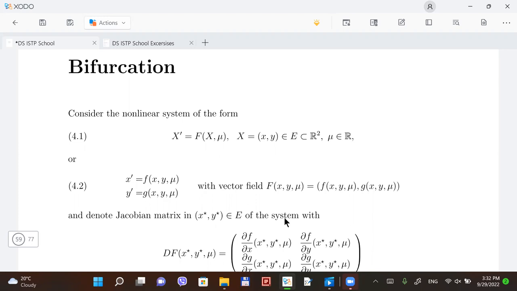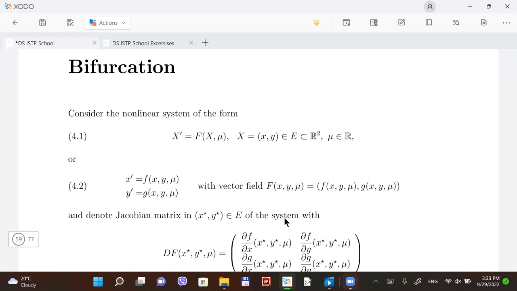So what is the bifurcation? Bifurcation is simply if we change the parameter and come to what we call the critical value, then the dynamics of the system will be radically changed. That means that two systems will no longer be topologically equivalent. So we will have a change either in the number of the fixed points. Maybe a fixed point will disappear, or we will have more fixed points.